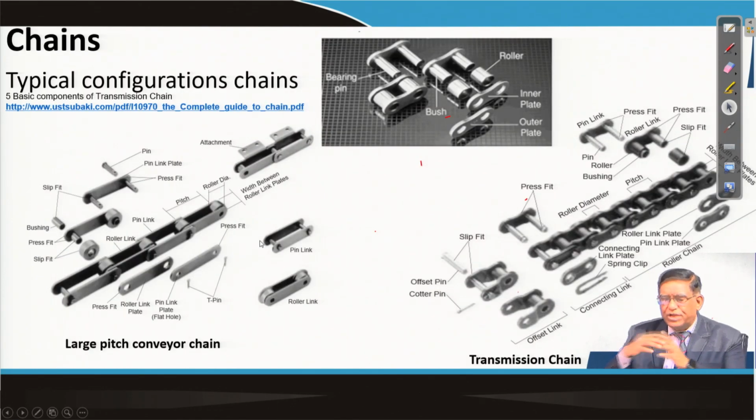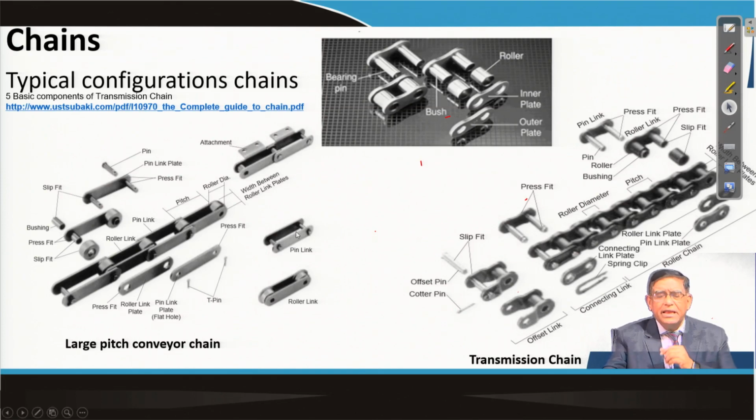Then in the case of chain drive, there are mainly 5 components in a chain: there will be a bush, a roller, a bearing pin, and then an inner plate and an outer plate. They combine together depending on your long pitch. You can see that this is a longer length; these types of pitches are there to make a chain, and there are some transmission chains with very small pitch, which you might have seen in your bicycle.